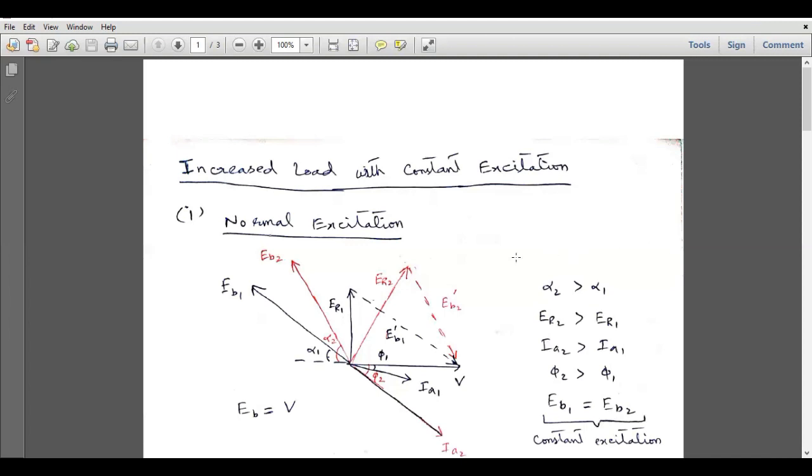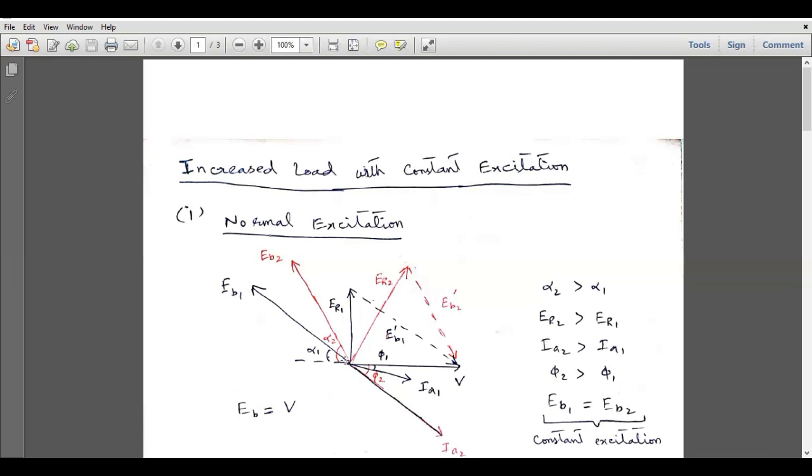So in the first part, increased load with constant excitation will be discussed, and the first case is normal excitation. By normal excitation, we mean that the back EMF is equal to the applied voltage, as we can see in this phasor diagram. This is the applied voltage, which is taken as a reference, and this is the back EMF. We can observe that the magnitude of back EMF and the applied voltage are the same, which can be seen from the length of these two vectors. So the length of this voltage vector and the length of this back EMF vector are equal.